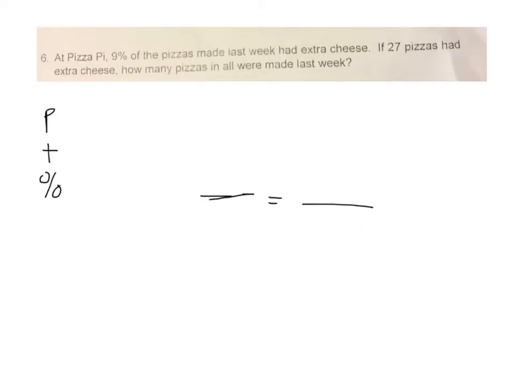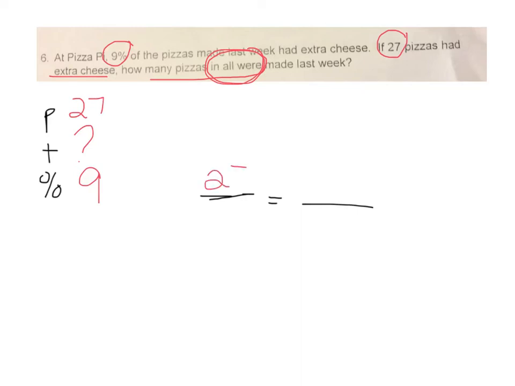Number 6, 9% of the pizzas made last week had an extra cheese, so we've got 9%. If 27 pizzas had extra cheese, how many pizzas in all? So obviously I'm looking for the total, and I know the part that was extra cheese. 27 part, don't know the total, 9 out of 100 for the percent. Again, there's another obvious multiplier. 9 times 3 gives you 27.